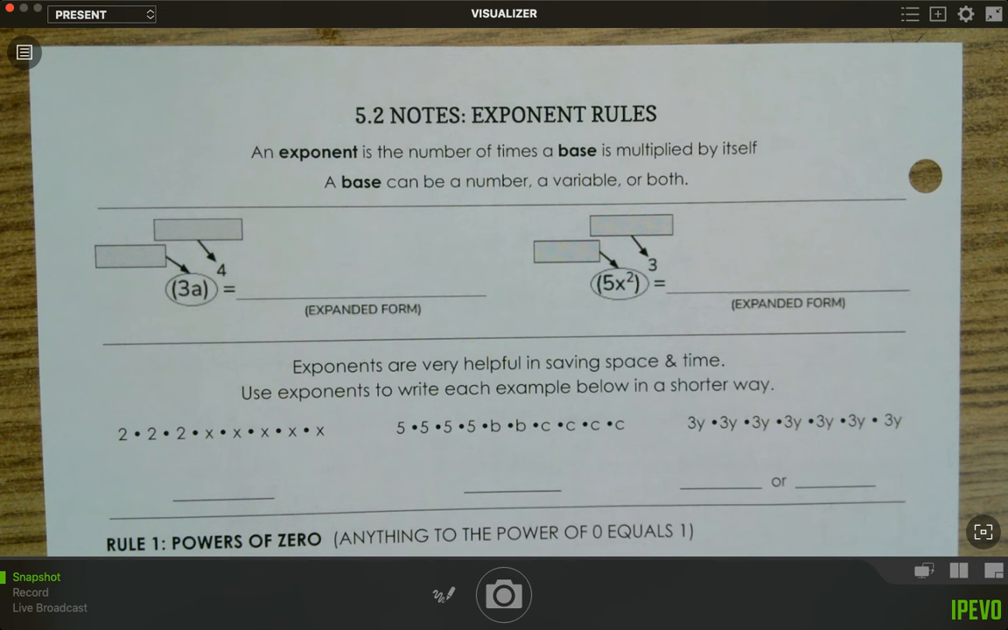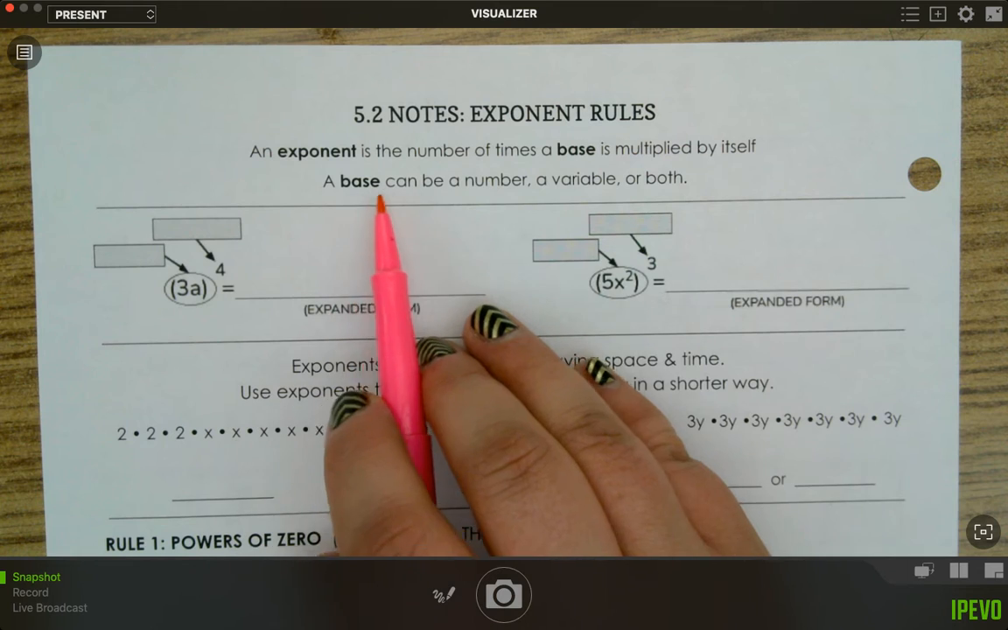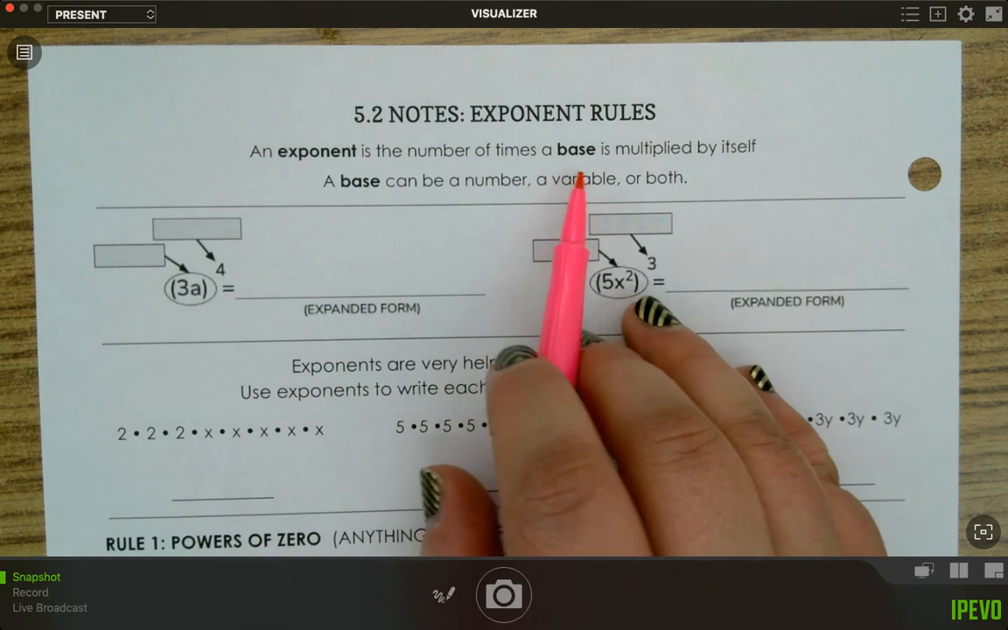We're going to be talking about some exponent rules today. Just a reminder that an exponent is the number of times a base is multiplied by itself. The base is the regular sized number, or regular sized number slash letter, I guess I should say. And it can either be a number, a variable, or both.